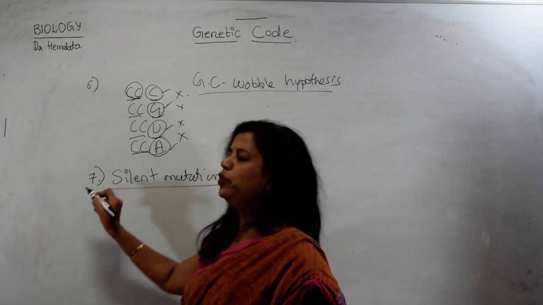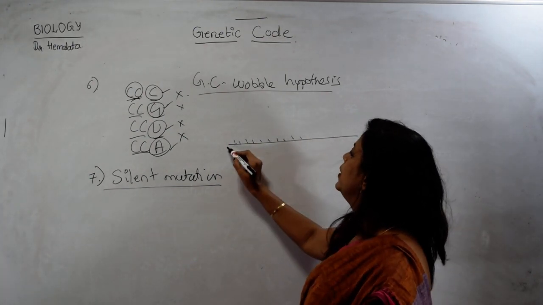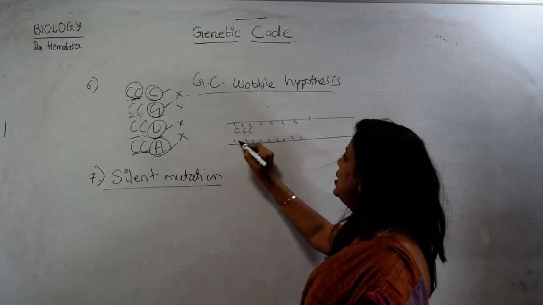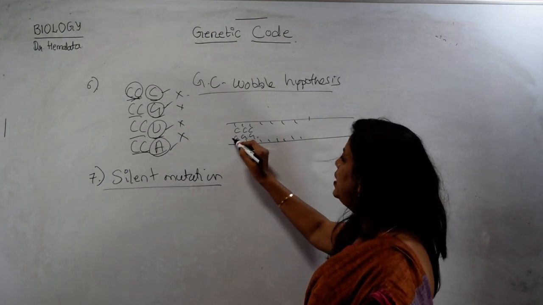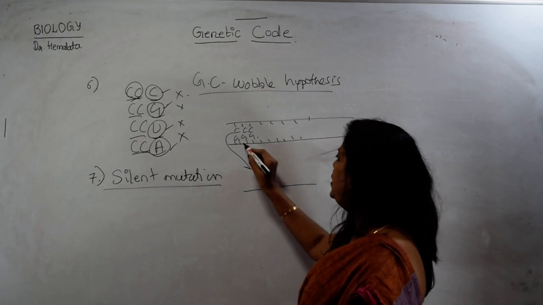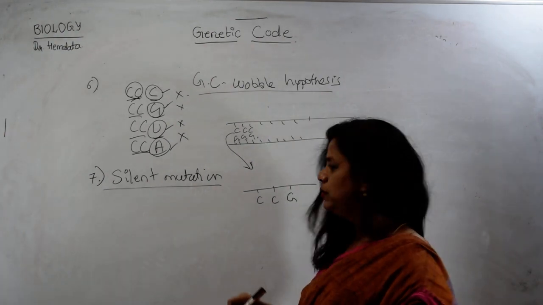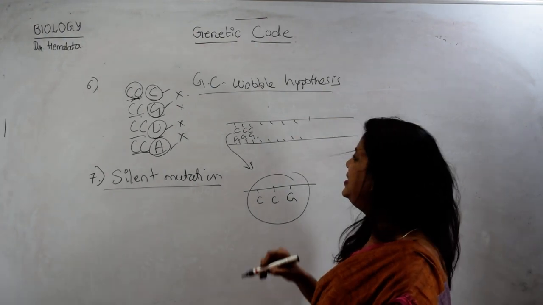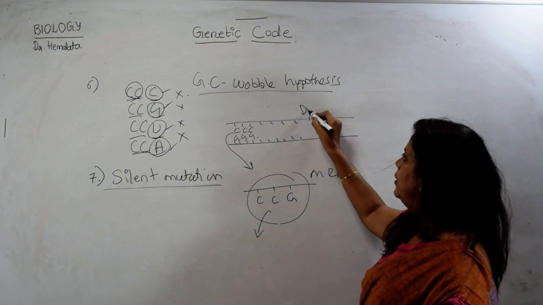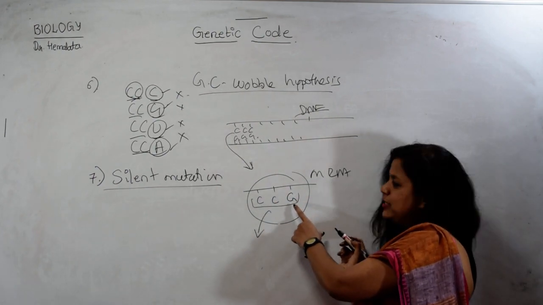Mutation can happen. What do you mean by silent mutation? Imagine we have mRNA like this. Maybe this is double-stranded DNA. I am talking about DNA first. DNA to mRNA will happen. Then we have CCC here, GGG here. Whenever mRNA is copied from this, suppose it has made a mistake. Instead of copying GGG, it has copied a different chain with a G. That means instead of CCC, it has brought CCG. When this mRNA triplet codon made a mistake, instead of copying C, it copied G.